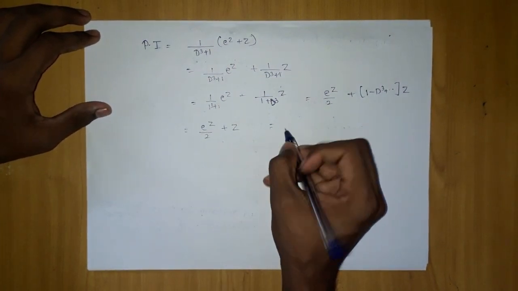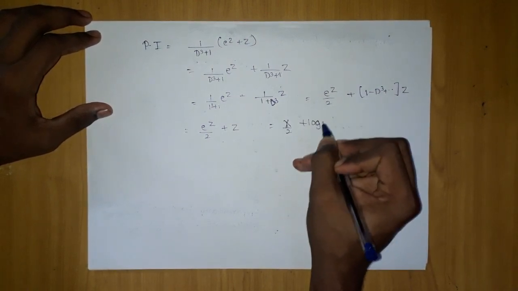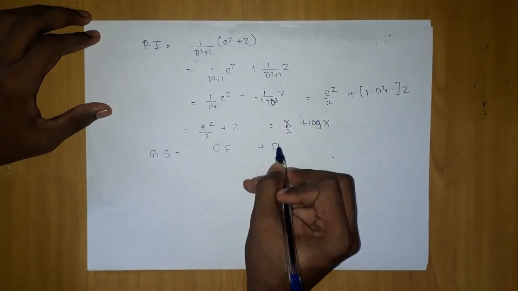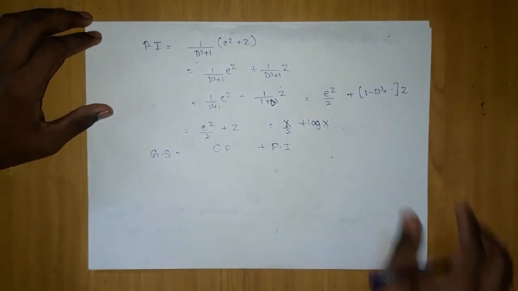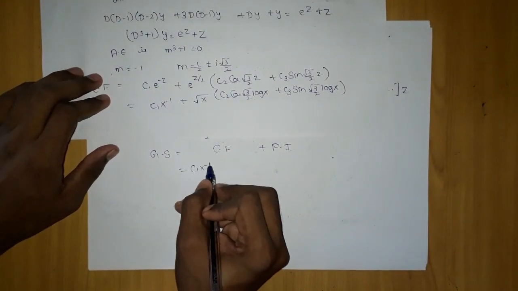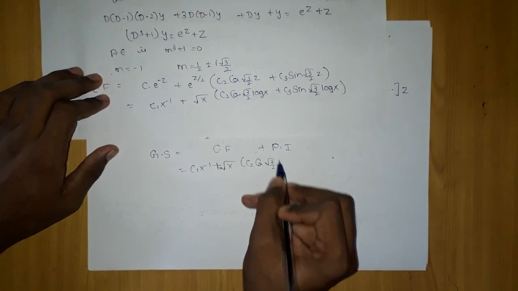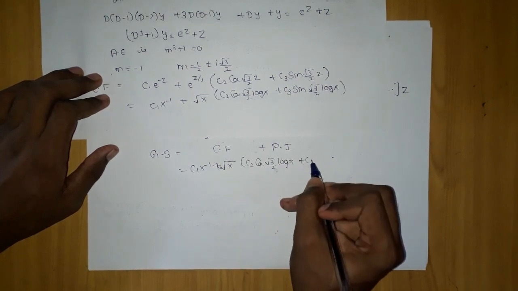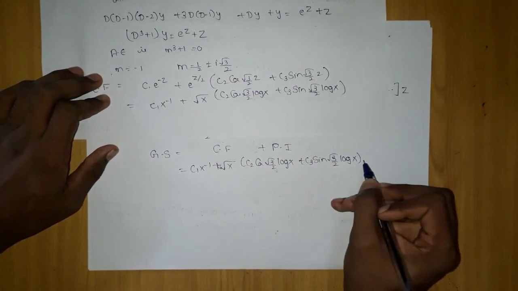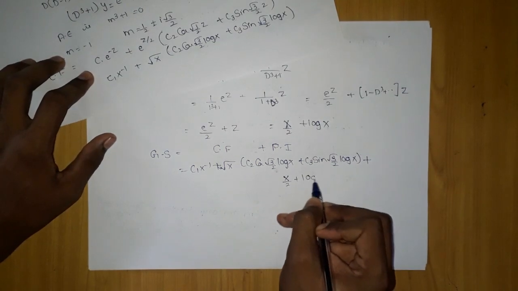Now I have to resubstitute the things. e to the power z is nothing but x and z is nothing but log x. So I got my particular integral. My general solution is a combination of complementary function plus particular integral, right? I know my complementary function from here, so I will substitute the things. C1 x power minus 1 plus under root x, C2 cos root 3 by 2 log x plus C3 sin root 3 by 2 log x plus particular integral, which will be nothing but, in this case, x by 2 plus log x.